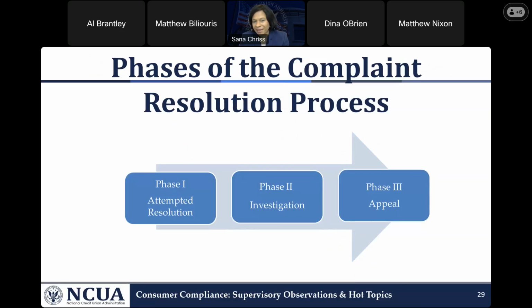So we talked about phase 1, attempted resolution, and phase 2, our investigation. There is a bit of a third phase, and that involves the appeal process. In phase 2, the Consumer Assistance Center closes out its investigation by sending a determination letter to the credit union and to the consumer. Both the credit union and the consumer have the opportunity, if they disagree with the determination, to file an appeal, as long as they do so in writing within 30 days from the date of the determination letter. Next slide, please.